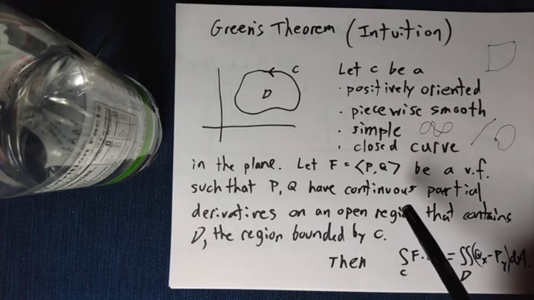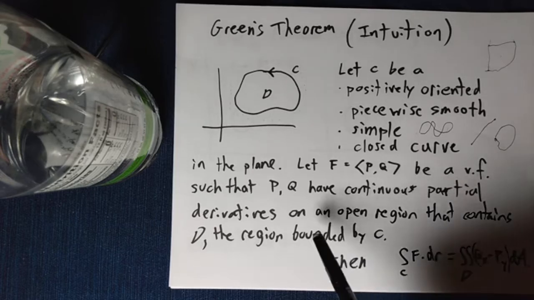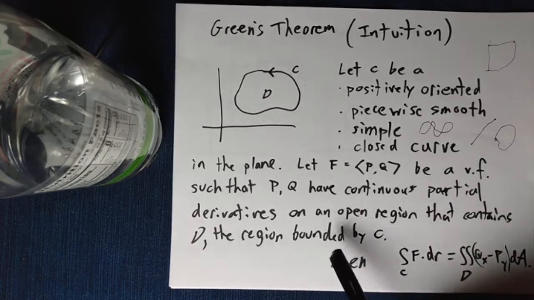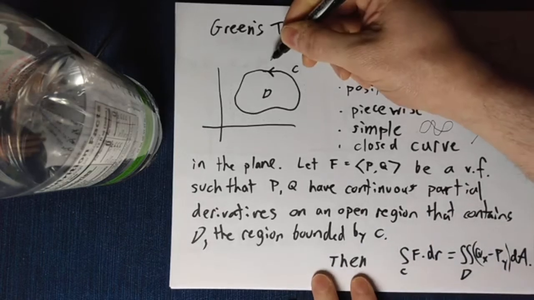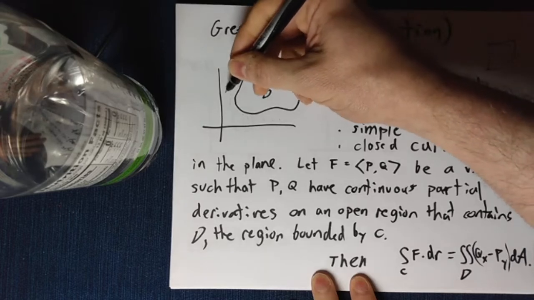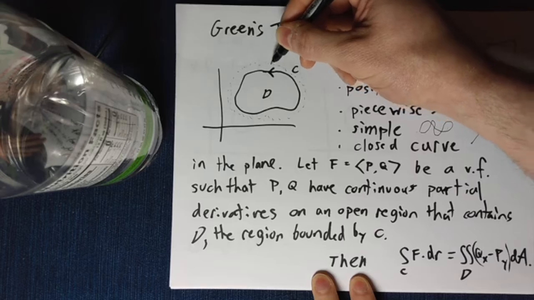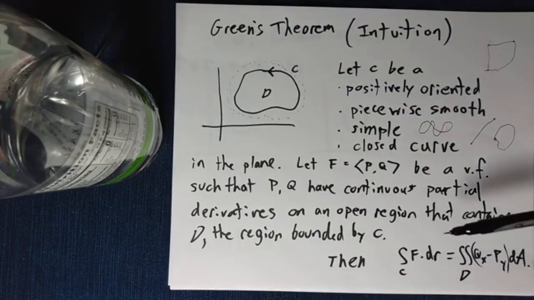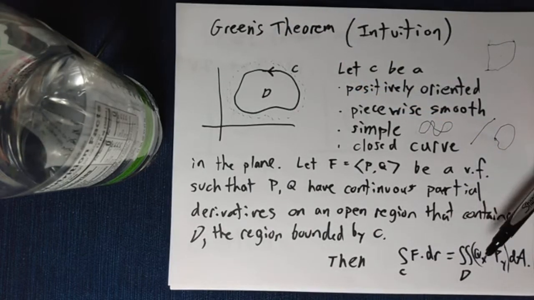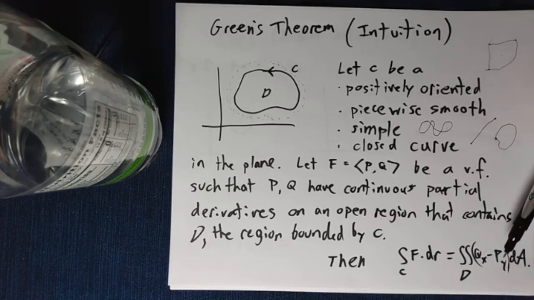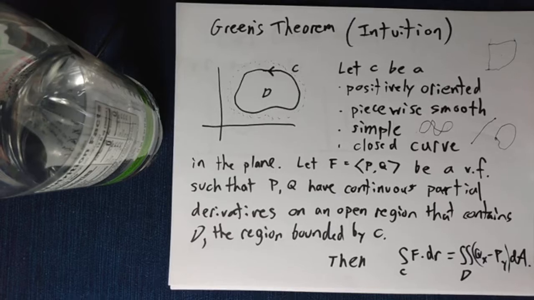And the component functions P and Q should have continuous partial derivatives on an open region that contains D, the region bounded by C. That means that these partials have to be continuous on a region that's a little bit bigger than C. Then this line integral equals the integral over all of D of this function. Let's try to understand why that's true.